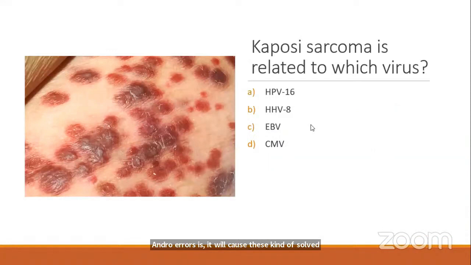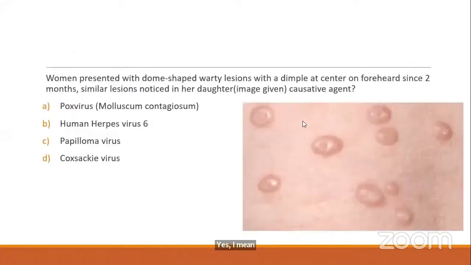So now coming to the next question, that is Kaposi sarcoma. I've already told about that. It is due to HHV8. HHV8, that is human herpesvirus 8, is previously called Kaposi sarcoma associated herpesvirus.